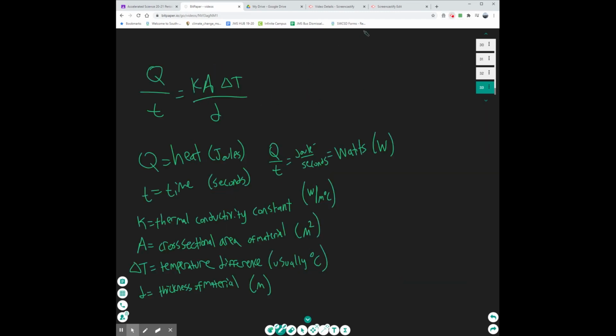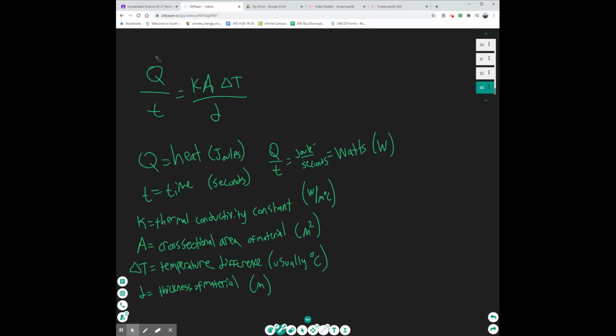Okay, so let's look at the equation again. Here is that equation: Q over T equals K times A times delta T over D. Where Q is heat in joules, the lowercase t is time in seconds. And actually, a lot of times we talk about Q over T to be like one value, right? So if we say Q over T is one value, it's in joules per second, which is the same as watts.